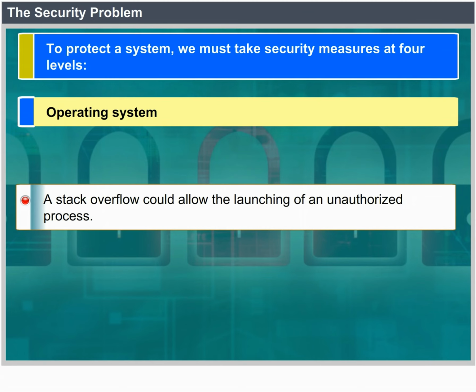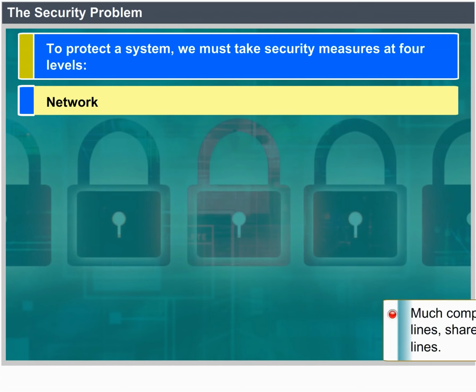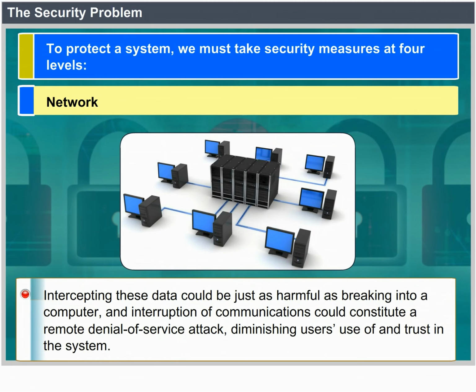Network. Much computer data in modern systems travels over private leased lines, shared lines like the internet, wireless connections, or dial-up lines. Intercepting these data could be just as harmful as breaking into a computer, and interruption of communications could constitute a remote denial of service attack, diminishing users' use of and trust in the system.